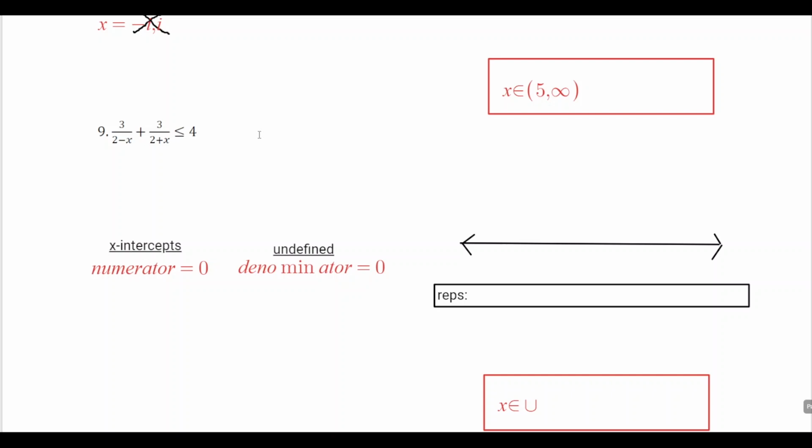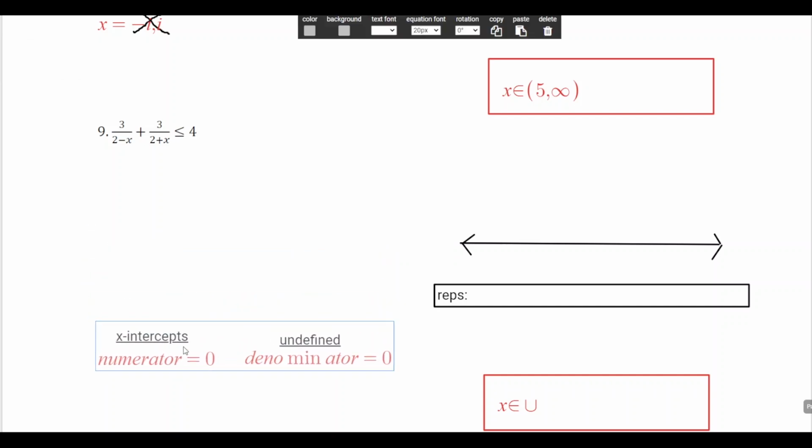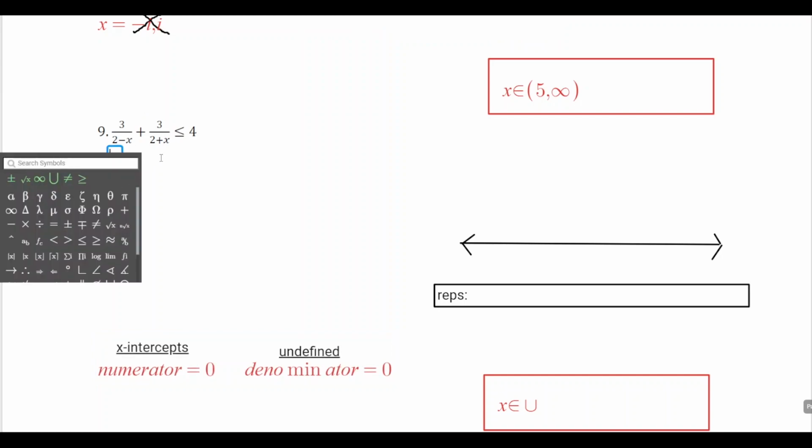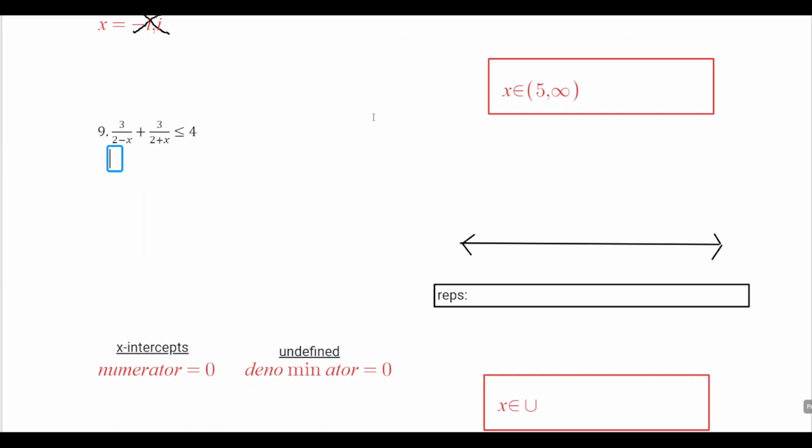So what we've got to do is, first, find a common denominator. We also need to bring the 4 over to the left. And then once we've got a common denominator on all 3 of those, we can combine them and write it as a proper rational function here. So let's see here. First thing we want to do is subtract the 4. So we're going to have 3 over 2 minus x plus 3 over 2 plus x minus 4 is less than or equal to 0.